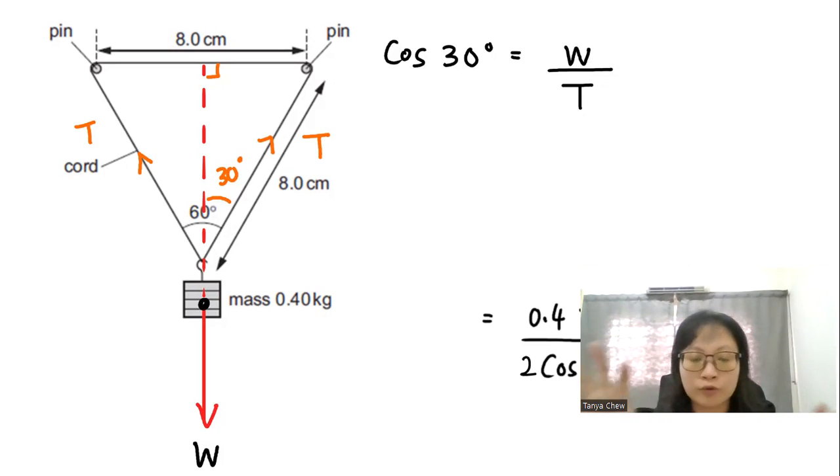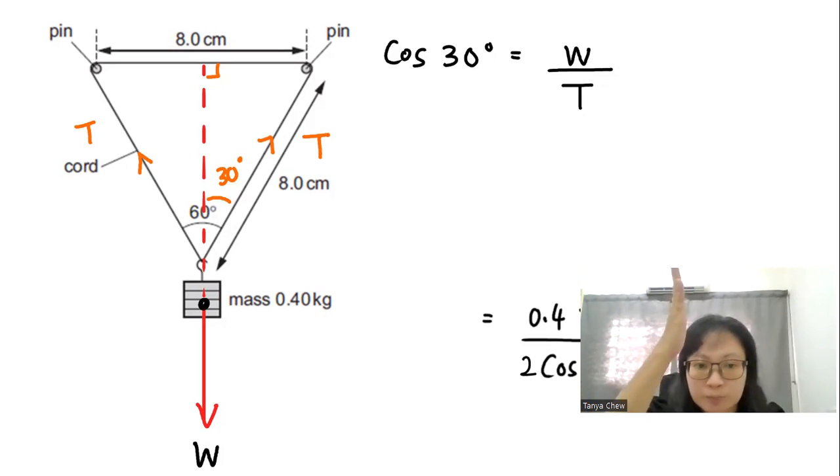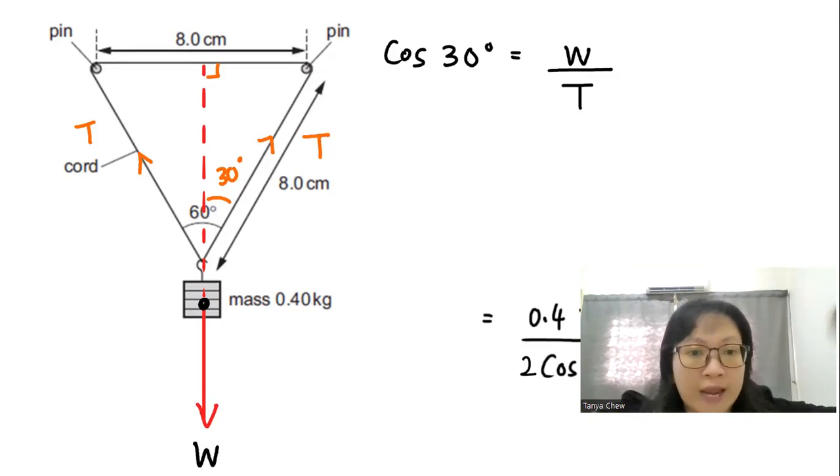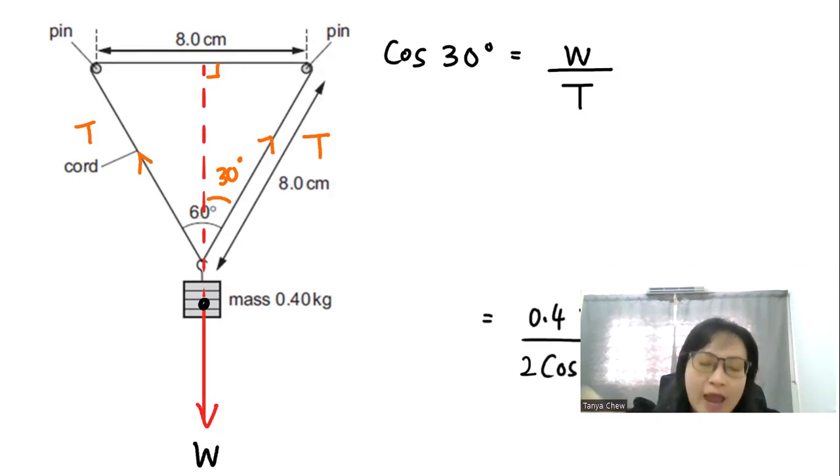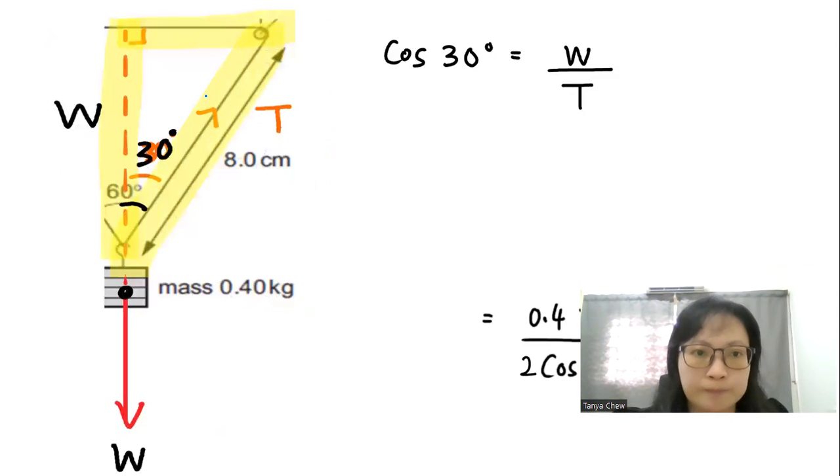So I put out all the forces that are acting and I split it into half here because there are two tensions of the elastic cord that pull the mass. They share the force of the mass. So I use this triangle right here. And I use Pythagorean theorem. I use cos 30 is equal to W over T.